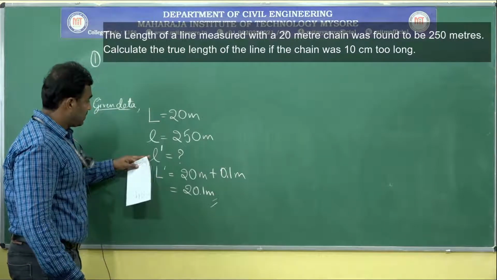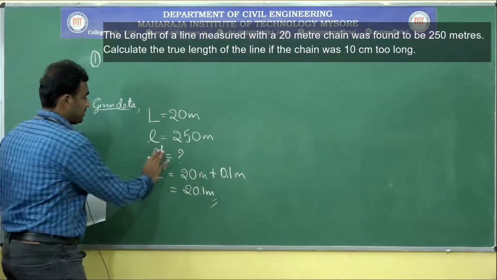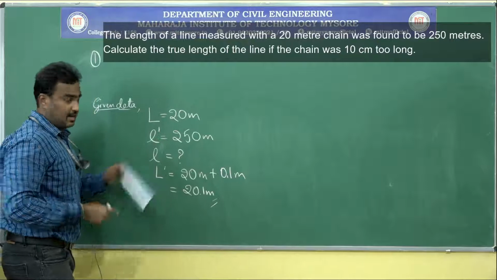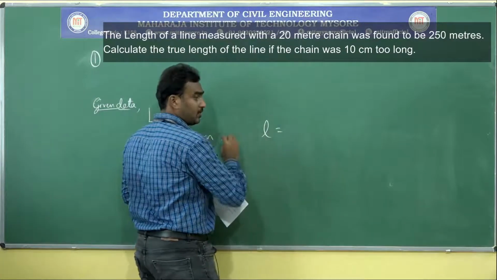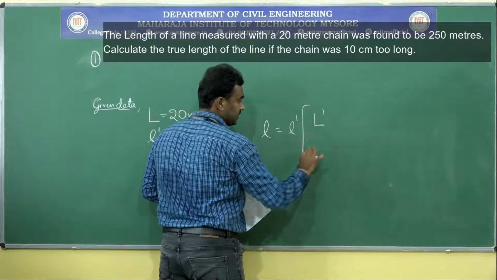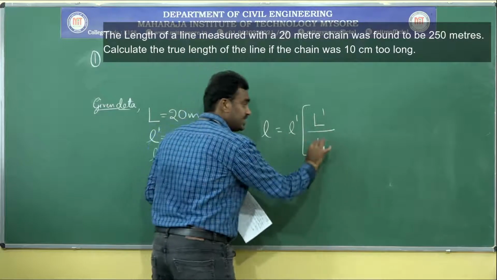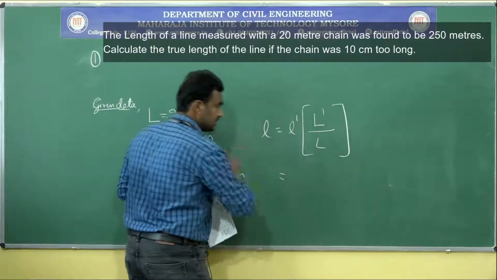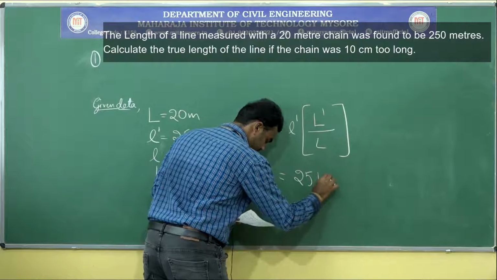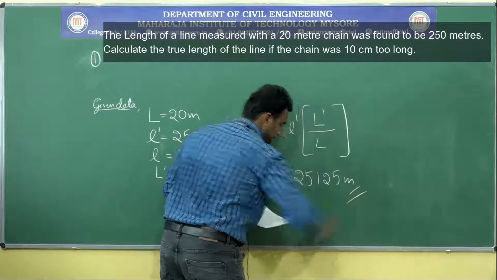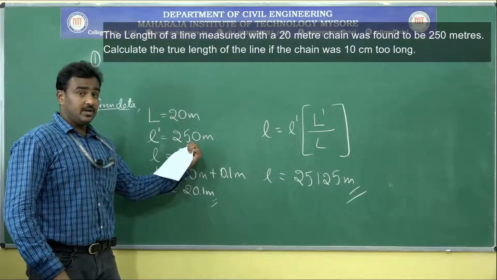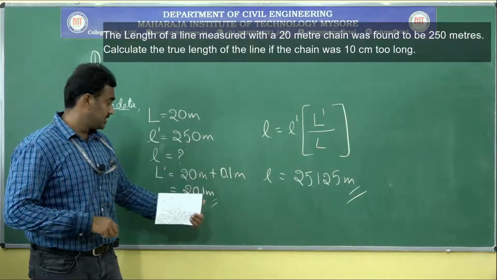You need to find out the true length. The measured length is mentioned as L dash, and the true length is simply mentioned as L. So you know the formula. In order to find the true length, L is equal to the measured length multiplied by the ratio of the incorrect length of the chain divided by the designated length of the chain. On substituting these things, we will get the true length as 251.25 meters. This is the true length of the survey line which they had measured as 250 meter earlier by using this incorrect length.